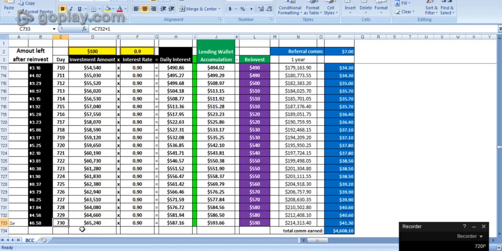So most normal jobs are 5 days a week. This is 7 days a week. This gets paid every single day, not on business days. This is every day. So 7 days a week, every single day, you're going to get $587.16 in this example.